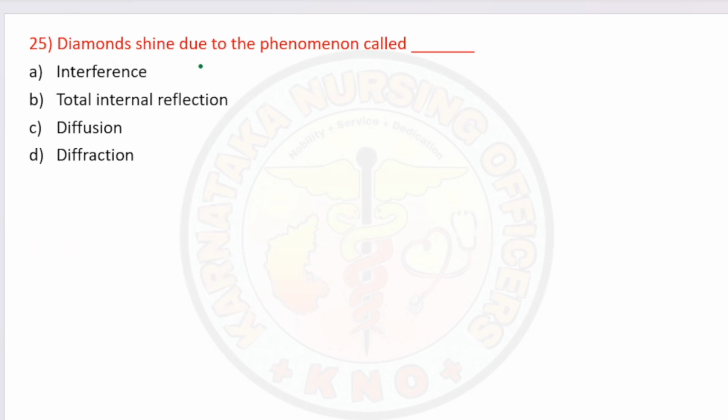Diamonds shine due to the phenomenon called dash, and the options are interference, total internal reflection, diffusion, and diffraction. So the correct answer is total internal reflection.